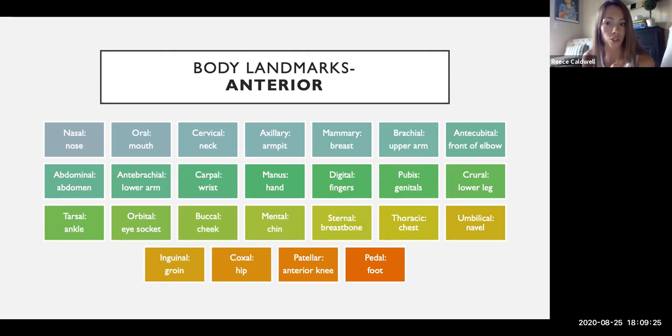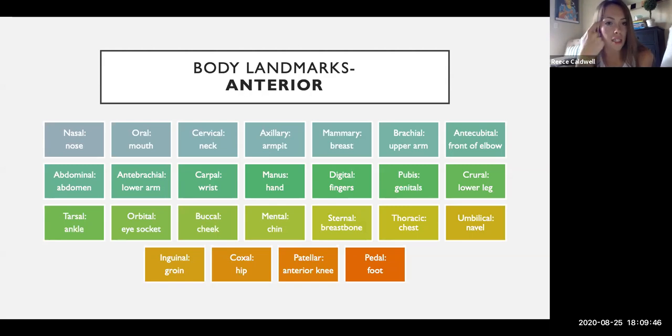So digital or digits are our fingers. Pubis is the genitals. Makes sense. Pubis, puberty, things like that. Pubic hair. Crural is the lower leg. Never heard that. Tarsal is the ankle. You will hear that. Your tarsal bones, your carpal bones are your wrist bones. Your tarsal bones are your ankle bones.